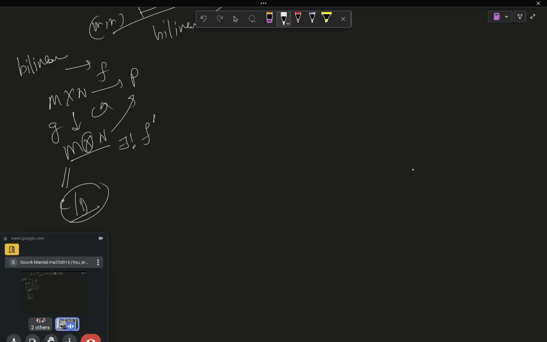So till now what do you have? You have some map from the basis to some random module, and you need to get a map from the module generated by the basis. So what to do? Think about it, it is not difficult.